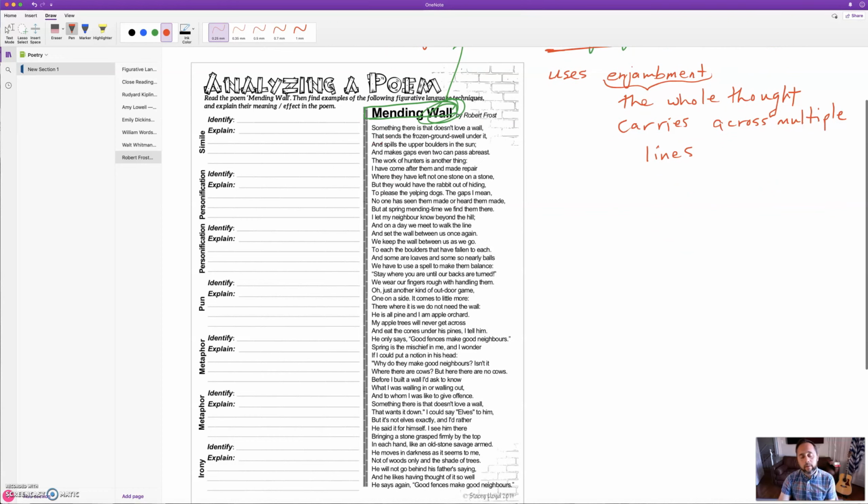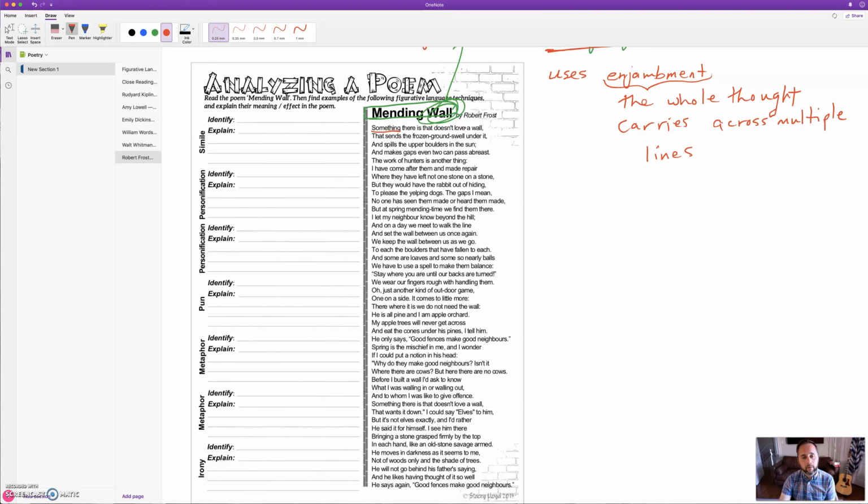Something there is that doesn't love a wall, that sends the frozen groundswell under it and spills the upper boulders in the sun, and makes gaps, even two can pass abreast. All right?